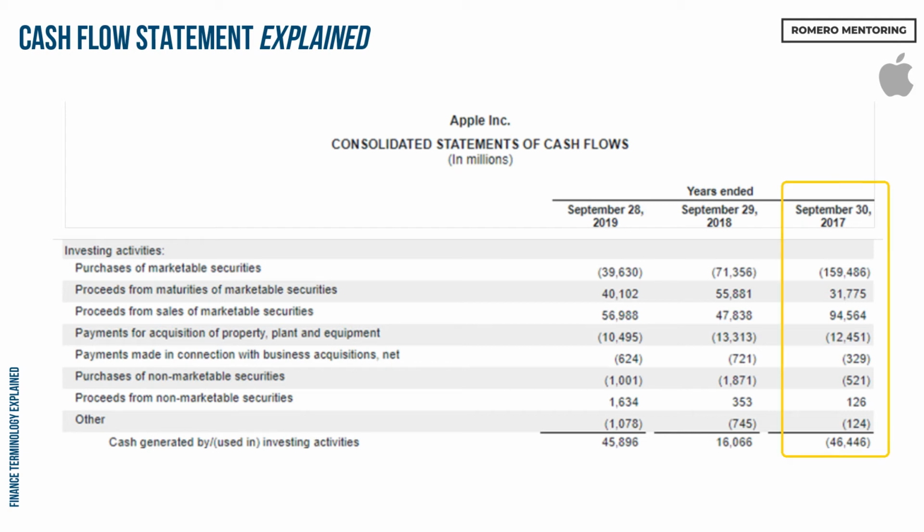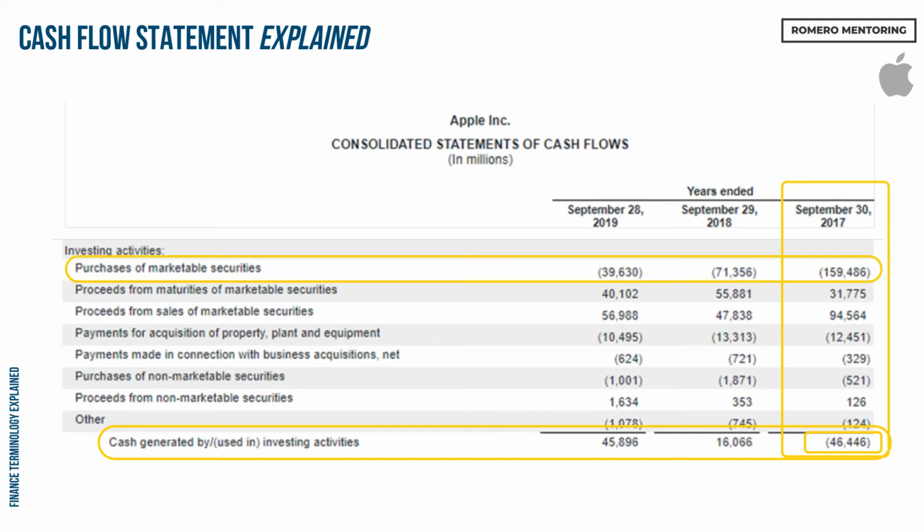If you take a closer look at 2017, look at their purchase of marketable securities. They spent $159 billion in purchasing stocks, CDs, treasuries, any form of liquid investment that can easily be converted into cash. That is a large number. When you look at the cash from investing activity for that period, it was minus $46.4 billion, which represented in 2017 a big investment in marketable securities.